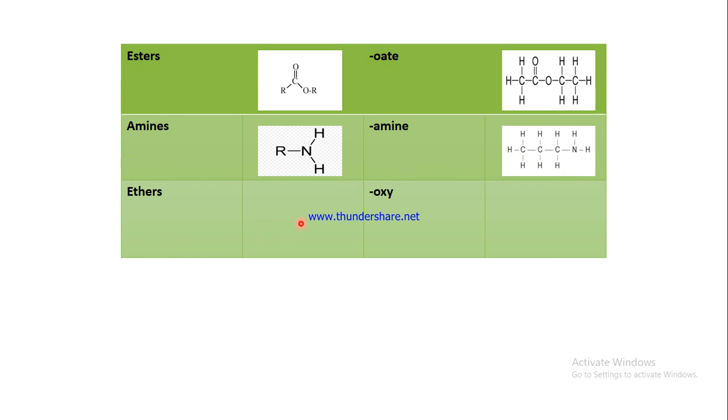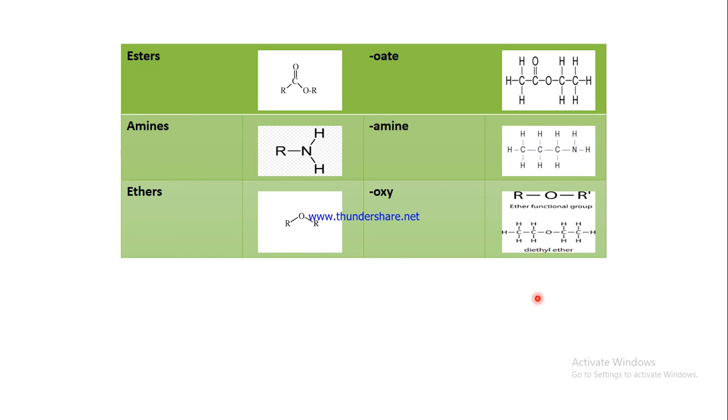And our next homologous series are our ethers. And we've got this oxygen atom, which is bonded here to 2 hydrocarbon chains to form an ether, and the prefix for this particular functional group is OXY. So as in our example here, we've got diethyl ether.